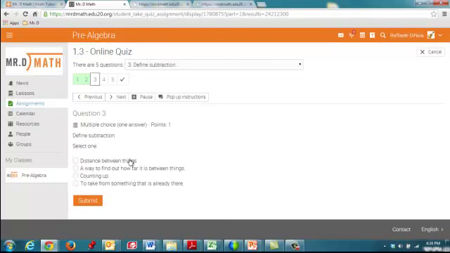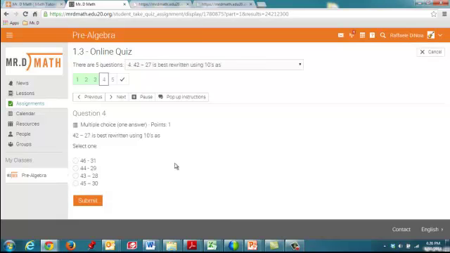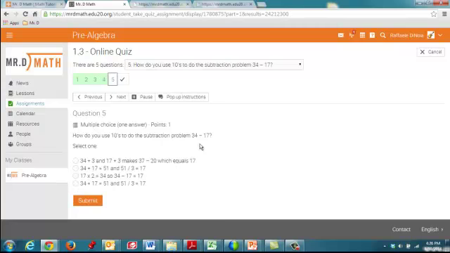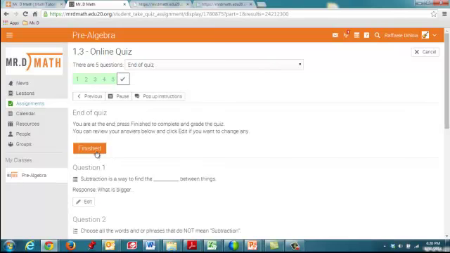So now I go into the next question, define one. And as I go into define subtraction, I'm going to go ahead and get this one wrong as well. Get some right, some wrong. We'll see how things work here. To rewrite 42 minus 27 using 10 is the best way to rewrite that. And I can look and see what that's going to look like as I put that answer in. And then how do you do something which says 34 minus 17? And I can put that in. Now I'm going to submit this answer. There's 5 questions. I'm finished.